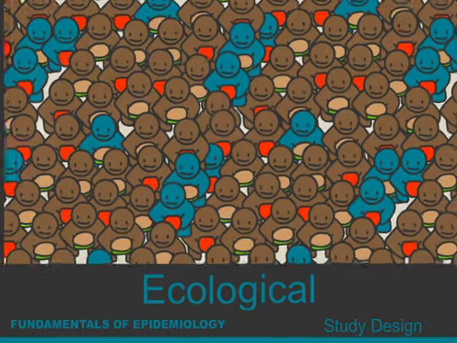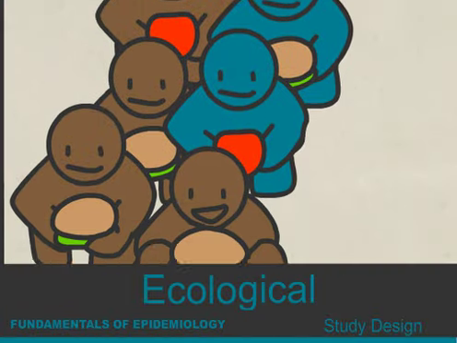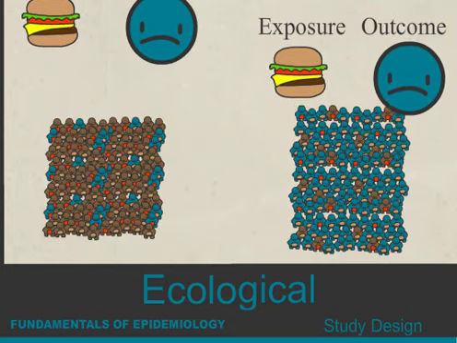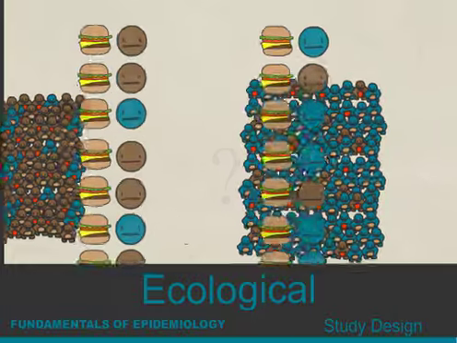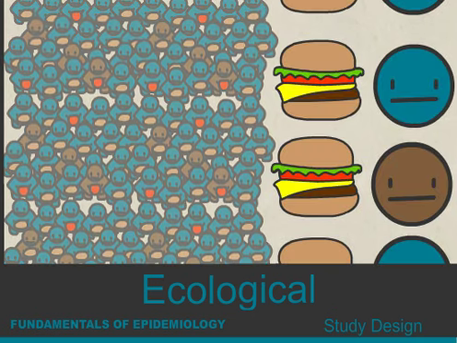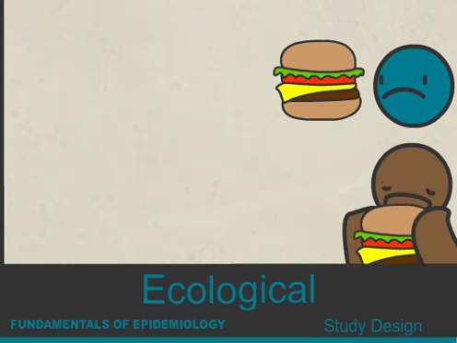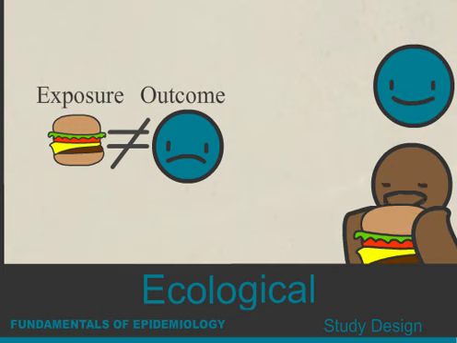Ecological studies look at very large groups of people, typically entire countries, although they can be smaller than that. Ecological studies compare the rates of exposure and outcome between the groups and try to draw conclusions from the comparison. A significant problem with ecological studies is that, although there may be an association between the exposure and outcome at the population level, it's possible that there may be no association at the individual level. In other words, the individuals with the outcome may not be the same as the individuals with the exposure.